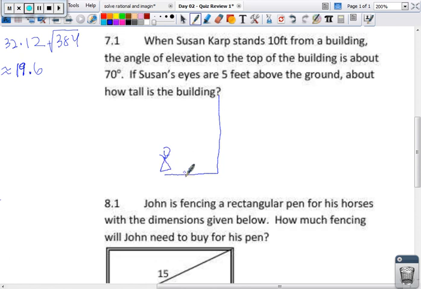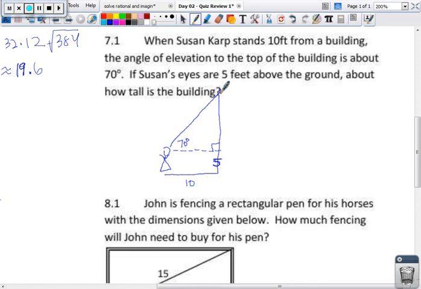She's 10 feet from the building. Her eyes are 5 feet above the ground. So here is her horizontal. She is not laying on the ground. She is standing, so 5 feet. And here is her 70-degree angle of elevation.